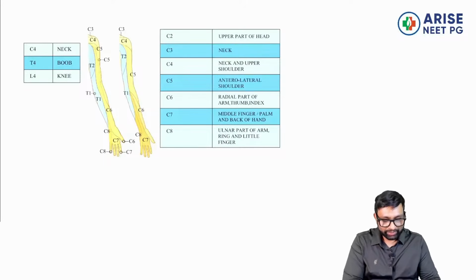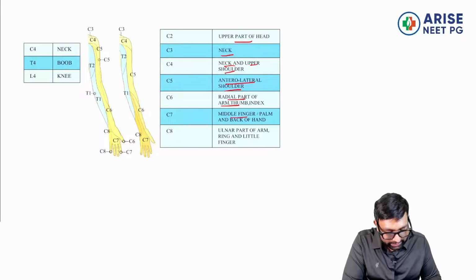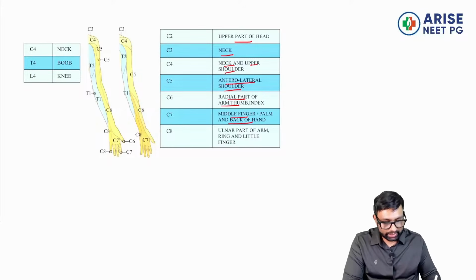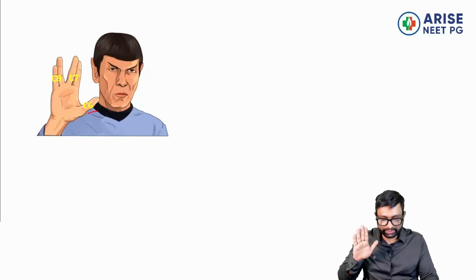So C2 supplies the upper part of the head, C3 supplies the neck, C4 supplies the neck and upper shoulder, C5 supplies the anterolateral shoulder, C6 supplies the radial part of the arm, C7 supplies the middle finger and back of the hand, C8 supplies the ulnar part of the arm, ring and little finger. If you can't remember all of this, just remember this Vulcan sign, C6, C7, C8, supplied by different parts in the hand.